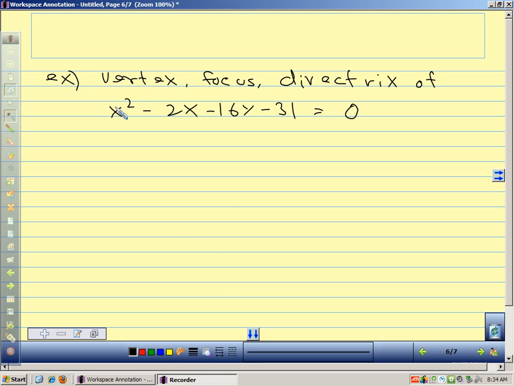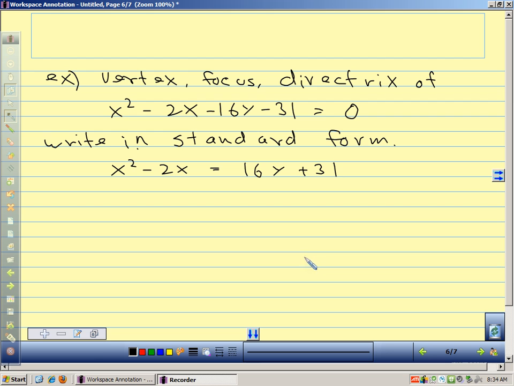What this problem is telling us, to find the vertex, focus, and the directrix, is that we want to write it in standard form. To write it in standard form, we want the x squared part on one side and the y part on the other. So I'm going to put the x parts on one side and the y parts on the other. So x squared minus 2x equals 16y plus 31. Now, when we had a parabola and we wanted to write it in vertex form, what did we have to do? Do we remember? We had to complete the square. So we're going to complete the square on x here.